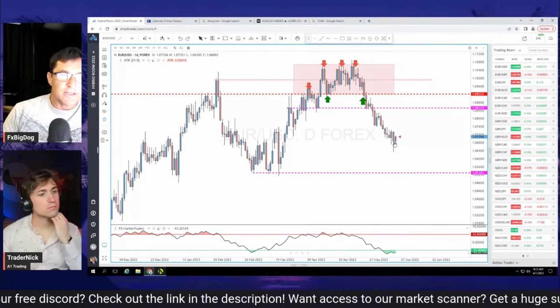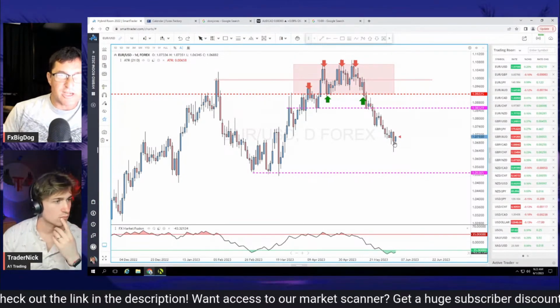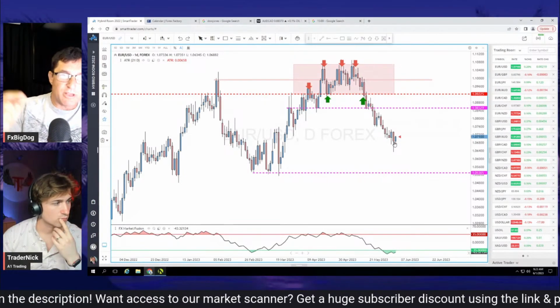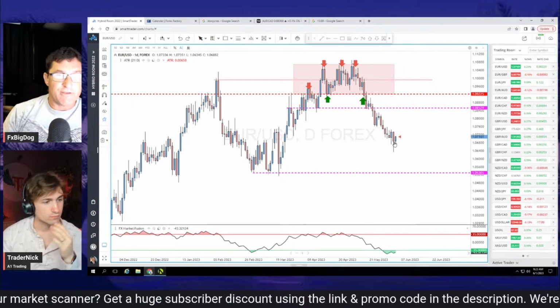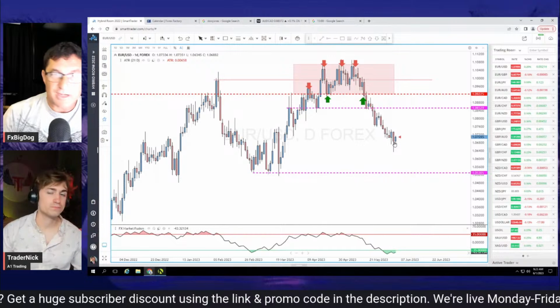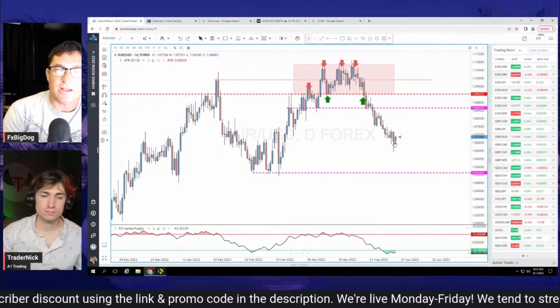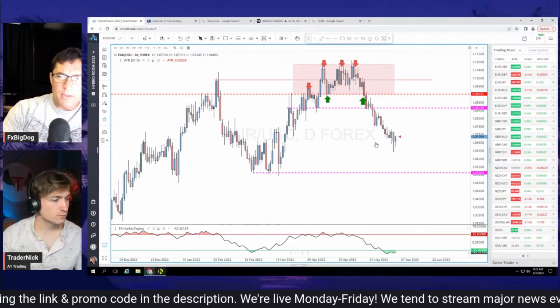a cost average. Now, some people frown upon cost averaging, but what's key, and you mentioned early on, is that if you manage your risk properly with cost averaging, it can be very effective. A lot of retail traders don't do that, and that's why they blow up their trading accounts. So we use a cost average.